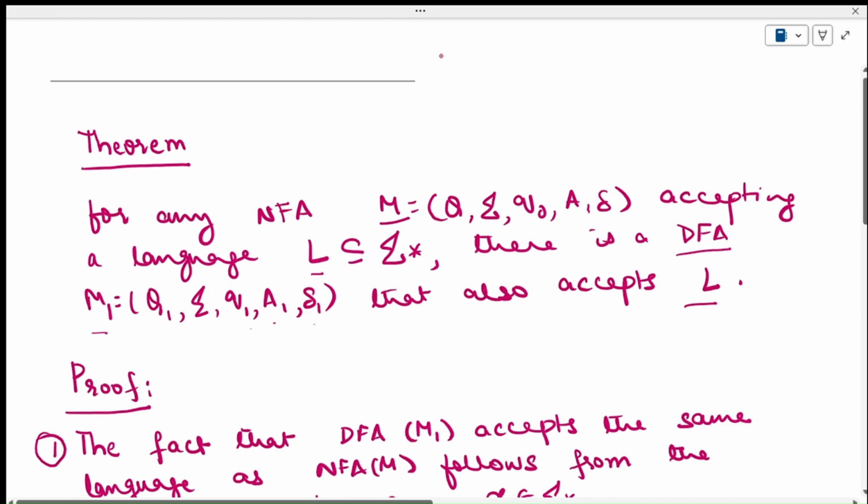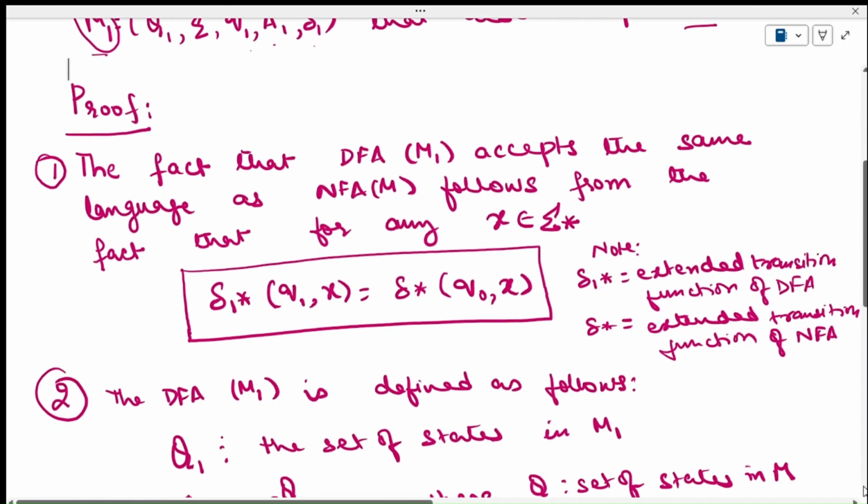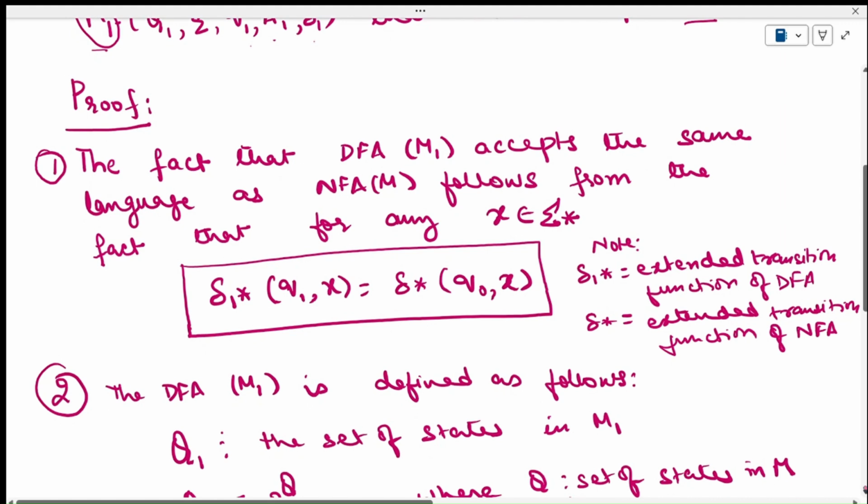It means if there is any language L that is accepted by a non-deterministic finite automata, it should also be accepted by some deterministic finite automata. Here we are representing the non-deterministic finite automata with M and the deterministic finite automata with M1. The fact that the DFA M1 accepts the same language as NFA M follows from the fact that for any string x that belongs to sigma star, the extended transition function of the DFA is equal to the extended transition function of the NFA. The extended transition function of the DFA is delta 1 star q1 comma x, where q1 is the initial state of the DFA, and it is equal to delta star q0 comma x.